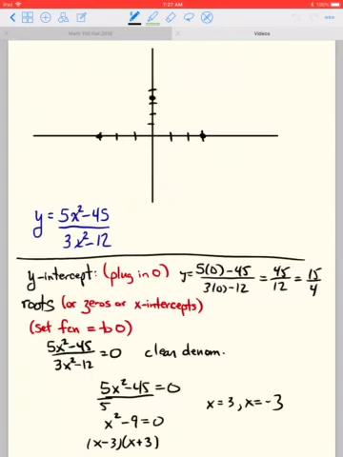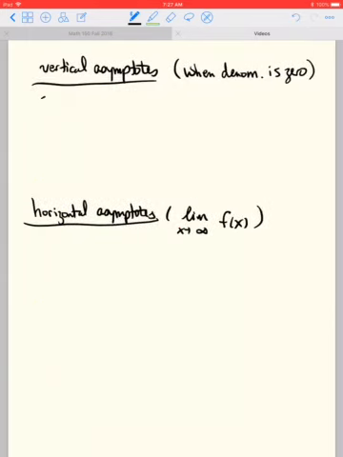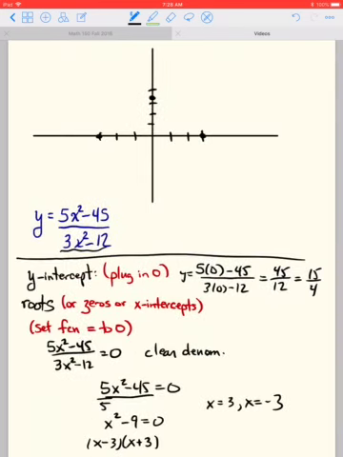So let's go back and see when our denominator is 0. Our denominator is 3x squared minus 12, so it's going to be 3x squared minus 12 equals 0. So we'll go and solve that. We'll get x squared equals 4, x equals plus or minus 2. So that's going to mean that we've got asymptotes here, at minus 2 and 2.